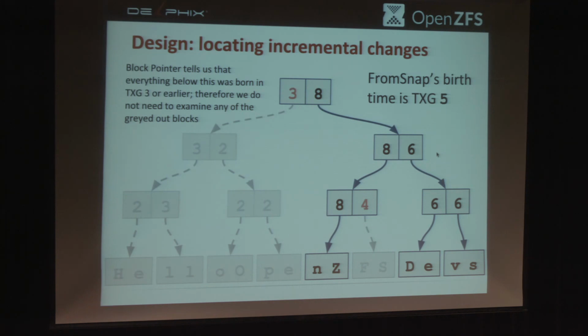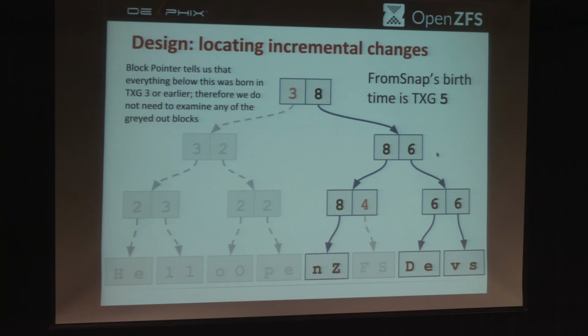We look at those block pointers. The first one is born in transaction group 8. So we know that there's data there we care about. We read in the next block. We see the next block pointer, transaction group 8. So now we're going to read in the data block and actually send that over the network. So now we've sent the first block of data. We go back up. We see that the next block was updated in transaction group 4. So we don't care about it. So we just never read in the data block. We never issue that read.